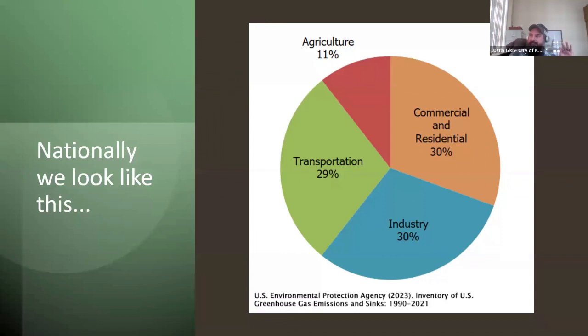You're going to see the numbers I'm going to show you, and they're going to look different than what you're used to seeing nationally, where you have transportation about a third or 29%, industry 30%, commercial residential 30%. In my data, these are generally combined because they're getting energy from the same source. It's all Consumers Energy. So essentially, you could think of this as 60%, and we don't really have any agriculture in the city limits, or do we?